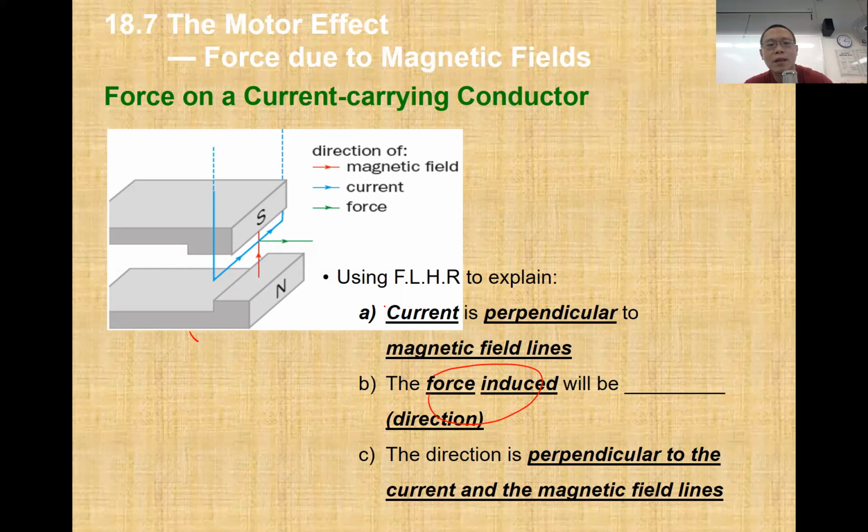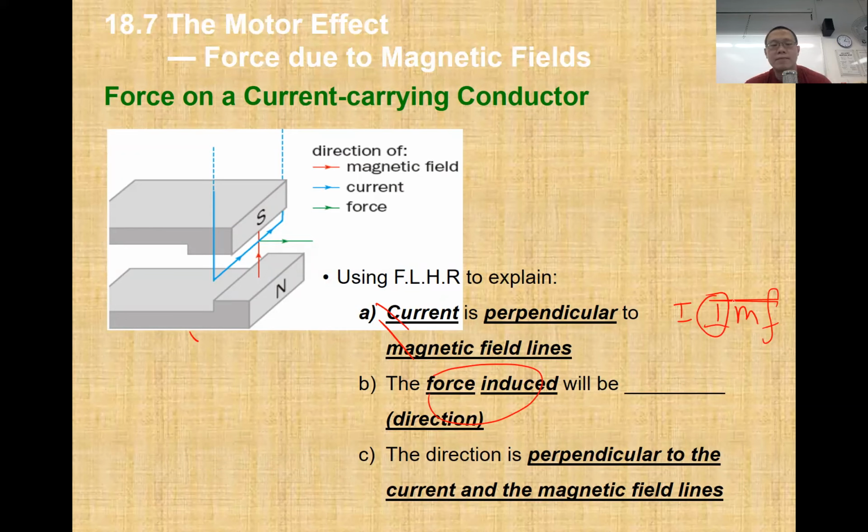For example, the first sentence I encourage you to write is that the current and the magnetic field lines are perpendicular to each other. This is the underlying condition for Fleming left-hand rule. The magnetic field lines and the current have to be perpendicular to each other before you can use them.